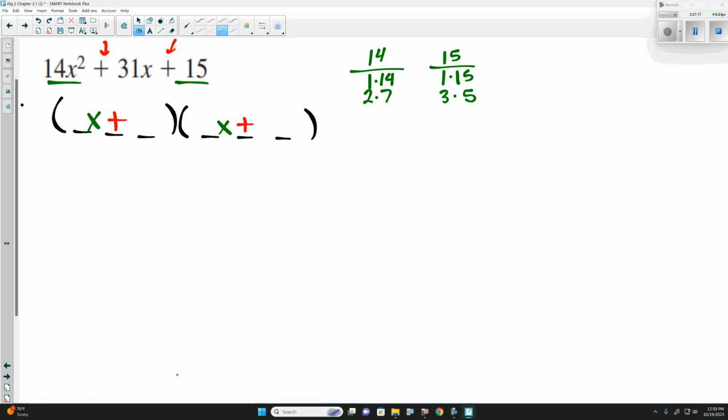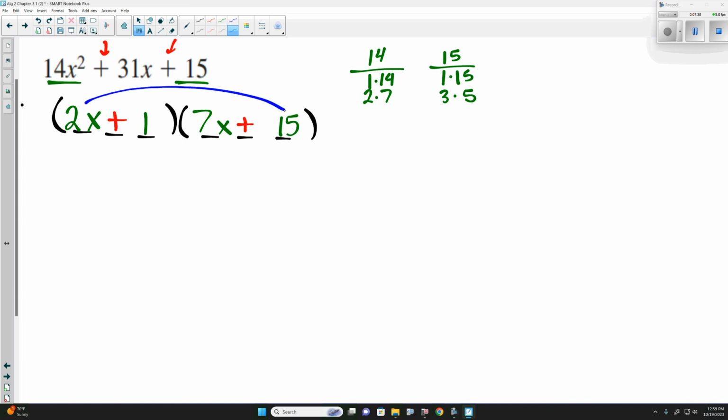So, with these factors of 14, which one do we want to try first? 2 and 7. We just need to pick a spot for them. I'm just going to pick them like this here. Factors of 15, which ones do we want to try? 1 and 15.